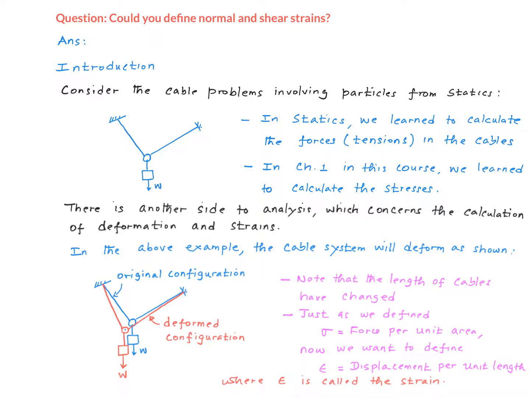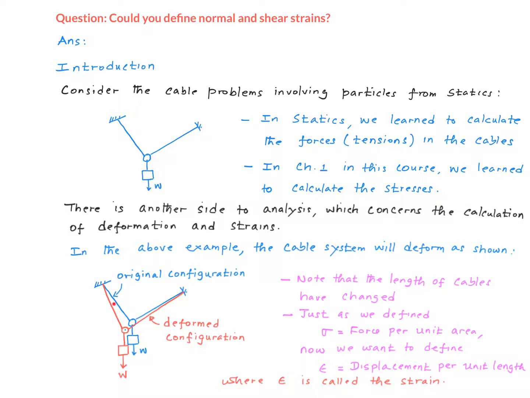In this example, the cable system will deform like shown in this picture. The picture drawn in blue is what we call the original configuration, and the picture drawn in red is what we call the deformed configuration. In other words, the weight W is going to pull the cables, and eventually the cables will deform into what is shown by the red picture here. So we make the key observation here that the length of each cable has changed.